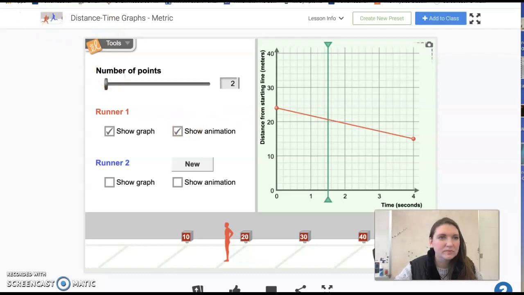Okay? And I think the other thing to note here is that the fact that this is slanted down means that the runner is getting closer to the starting line as he goes, and that's why you can see down here he's actually facing that way. So he's getting closer to the starting line, and after 1.5 seconds he's at 20.5 meters from the starting line.